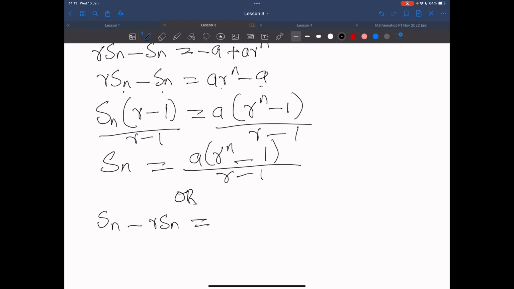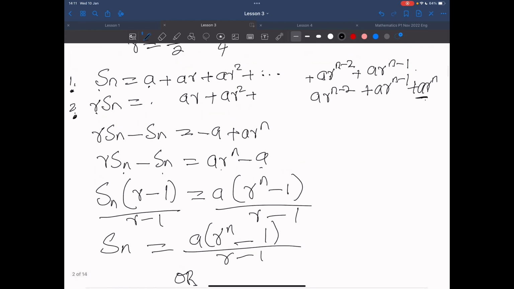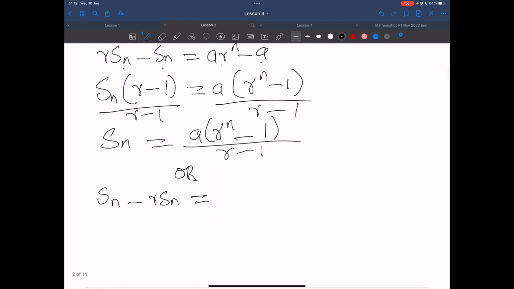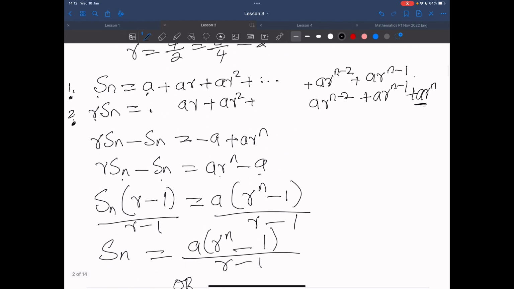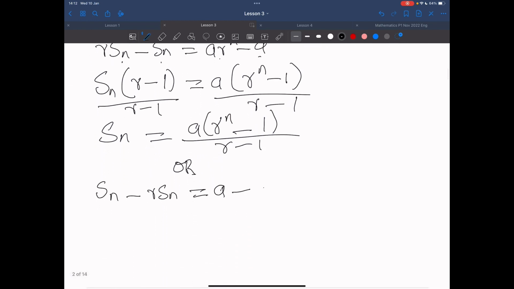So this will give us Sn. In other words, we will have a minus nothing, so the answer will just be a, and then minus, so all other terms will subtract each other. So here it's like 0 minus ar exponent n, so the answer will be a minus ar exponent n. So we do the same, we take out this Sn as a common factor.